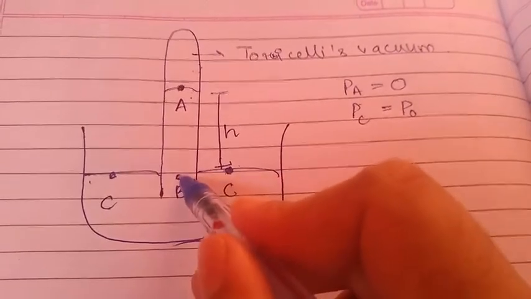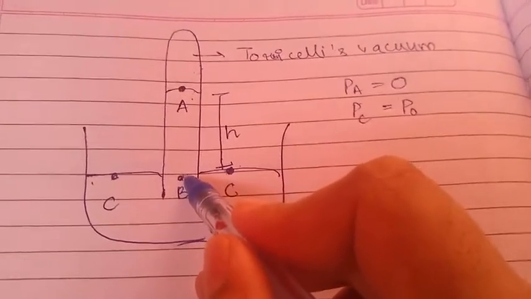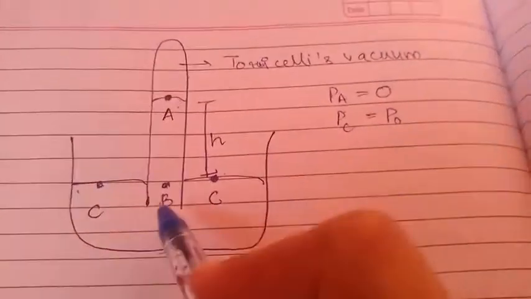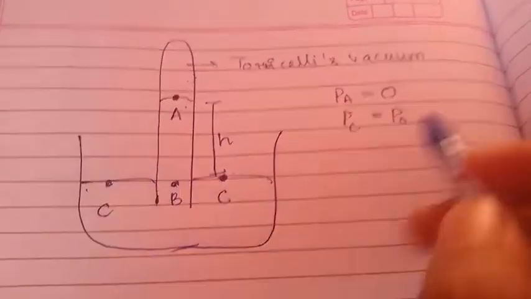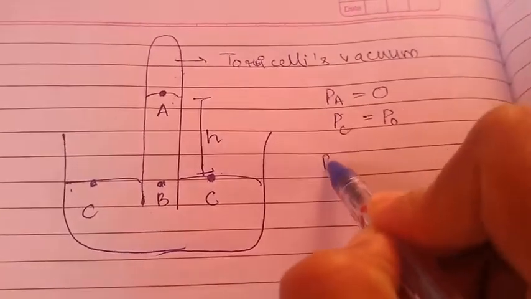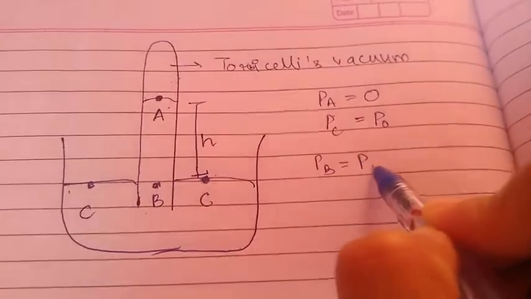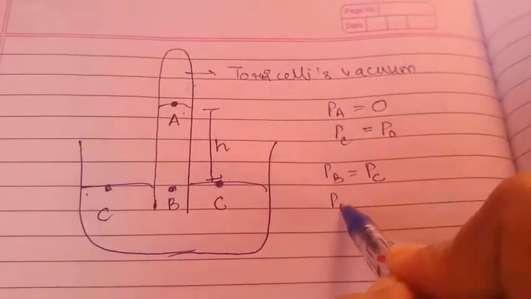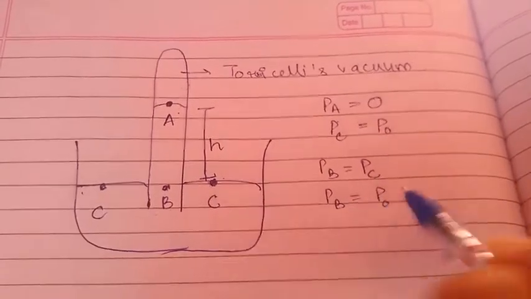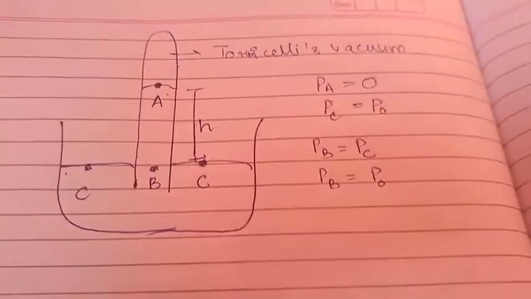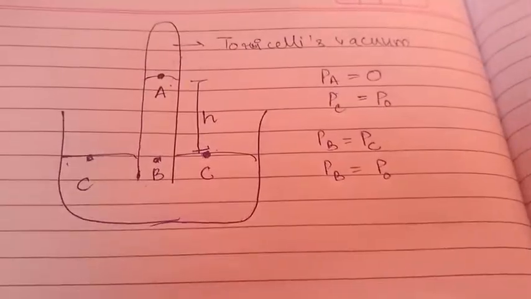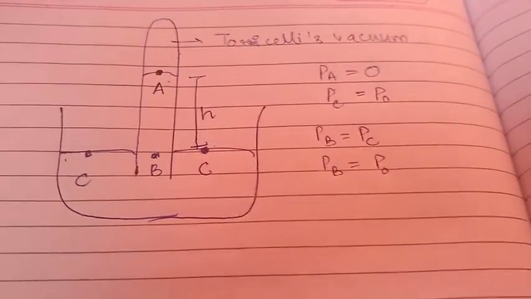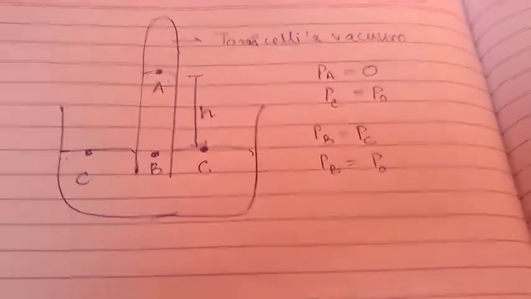Now at the same level you can consider another point B. As point B and point C are on the same level, you can write the pressure at point B is equal to pressure at point C. As we had seen that the pressure at point C is atmospheric pressure, so PB is equal to P naught.